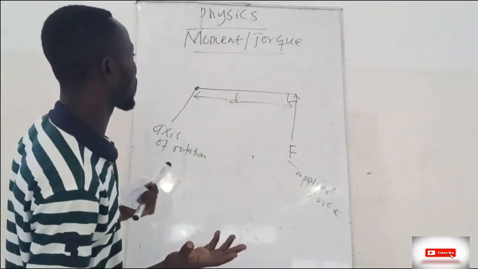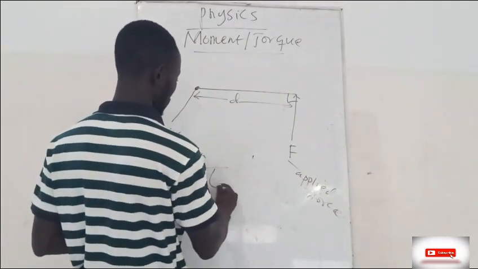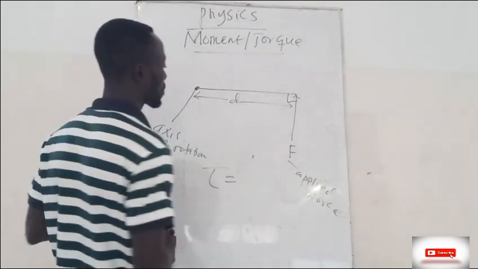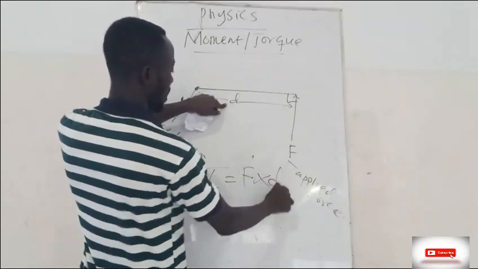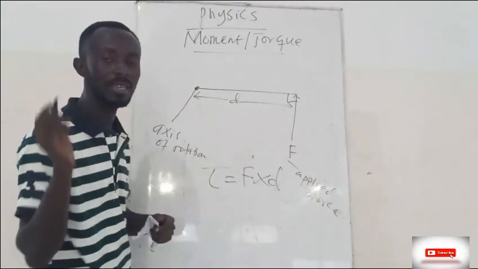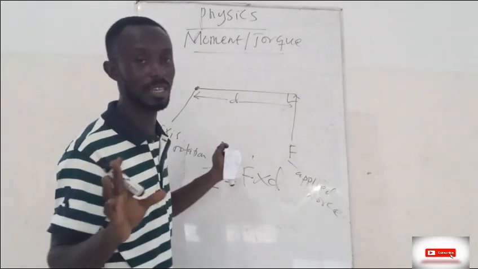So the moment of a force, or torque, is given by the force which you apply multiplied by the perpendicular distance. Remember, D is the perpendicular distance, not any distance at all.